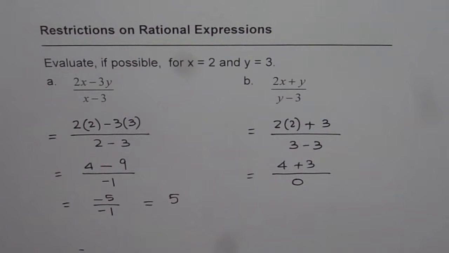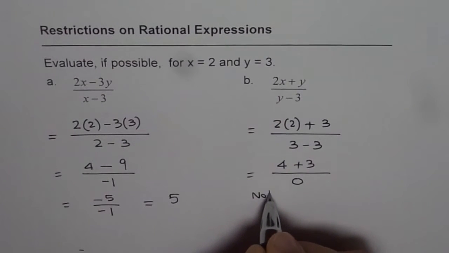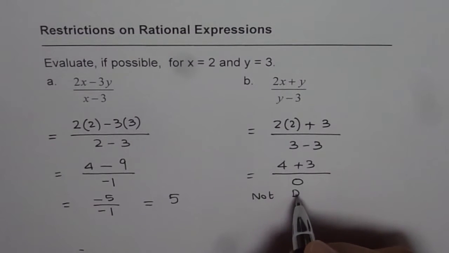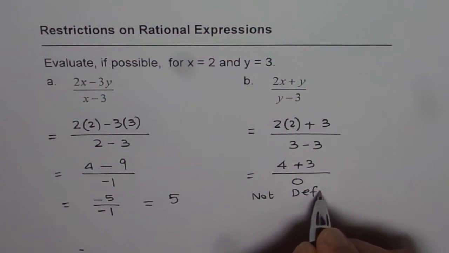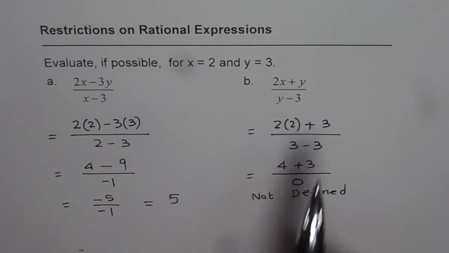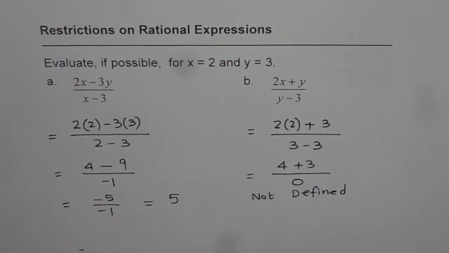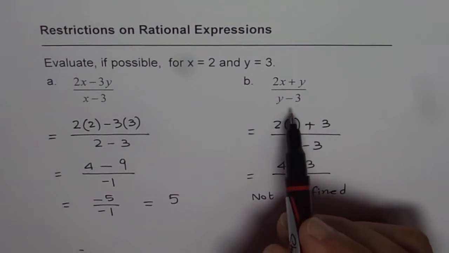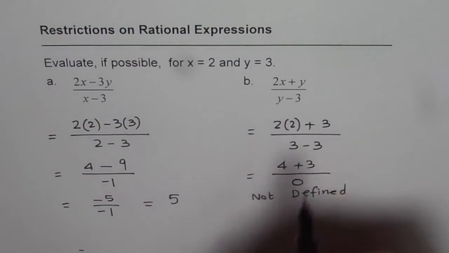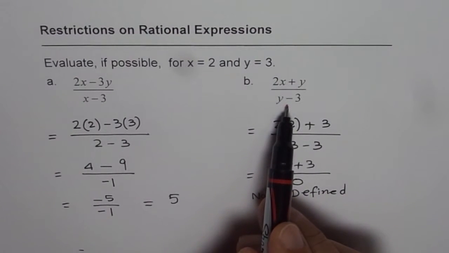Can you divide by 0? You can't, right? So that is not defined. You cannot divide by 0. So this is not defined. So it is not possible to evaluate this rational expression for y equals 3, since it makes the denominator 0. That leads to restrictions, right? So that is why we say that y can be all real numbers, but y cannot be equal to 3 for this given expression. Do you understand?